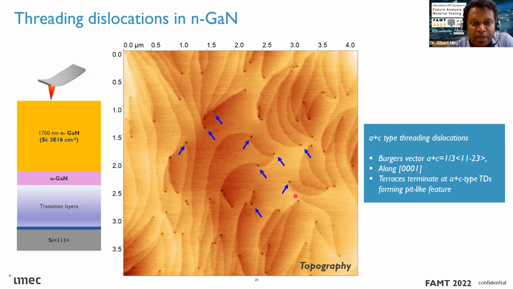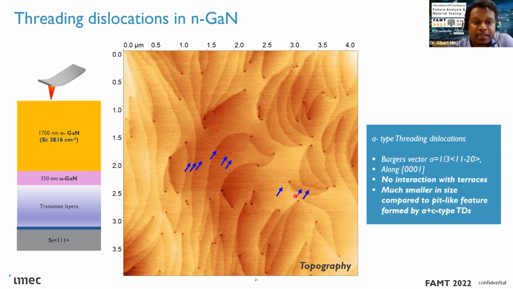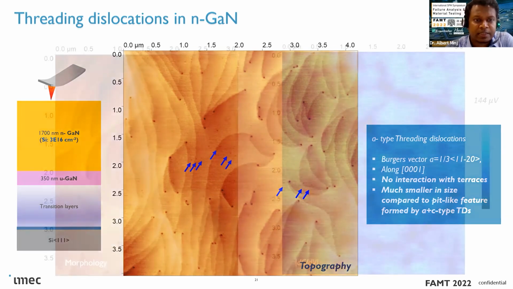Then the second type of dislocation is pure A type. They have in-plane Burgers vector A, they're really small, and they do not interact with the step terraces. Sometimes it is not possible to see them, because if the tip is not sharp enough, we don't see them. Or if there's some contamination, even then we don't see them. Usually these A-type dislocations are formed at the low angle grain boundaries.